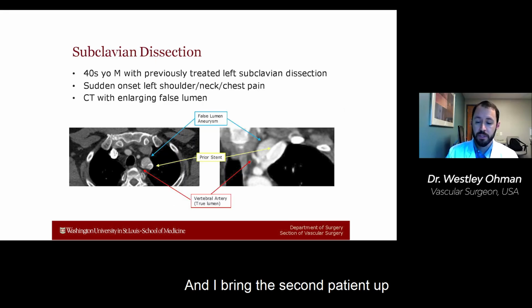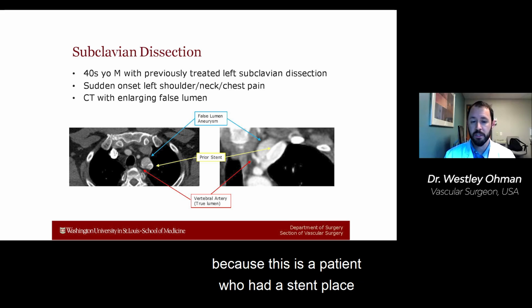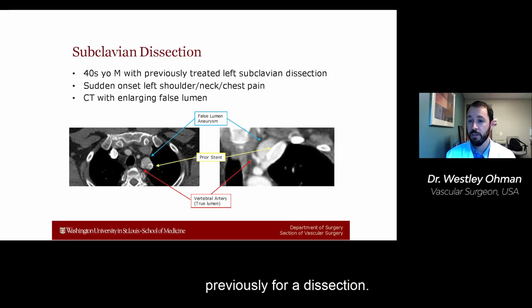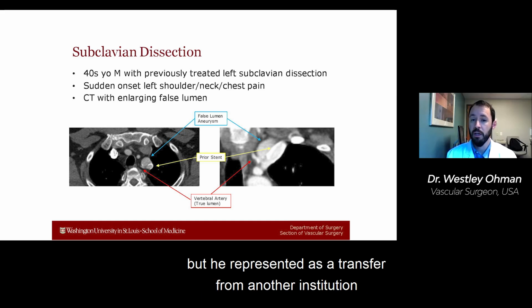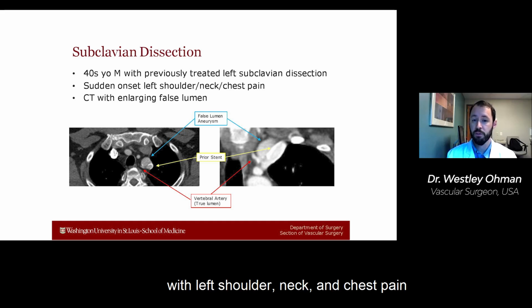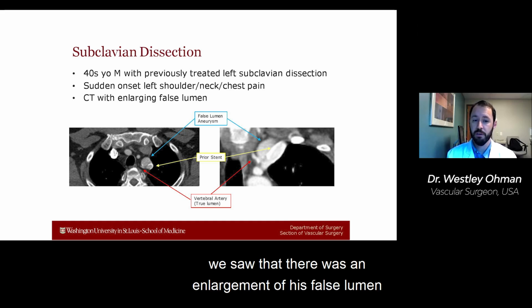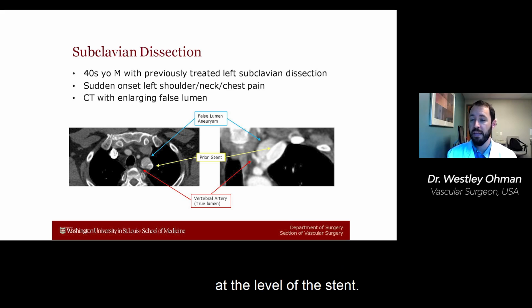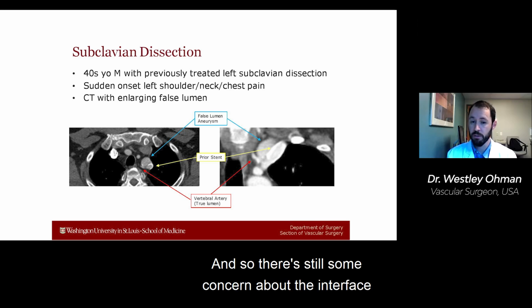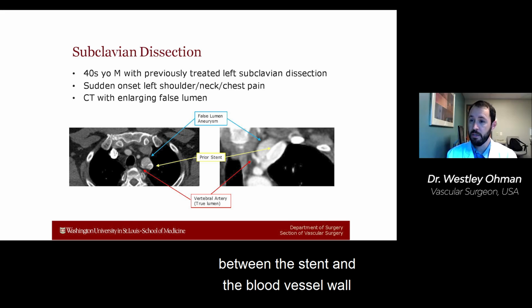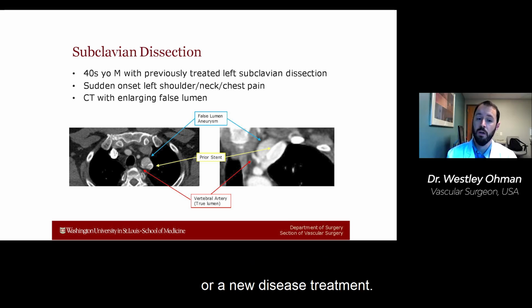I bring the second patient up because this is a patient who had a stent placed previously for a dissection. He described some ischemic symptoms at the time of the dissection, but he re-presented as a transfer from another institution with left shoulder, neck, and chest pain that was progressive and worse with any sort of activity. When we looked back at his imaging, we saw that there was an enlargement of his false lumen at the level of the stent. So there's still some concern about the interface between the stent and the blood vessel wall in terms of progression of either the original disease or a new disease process.